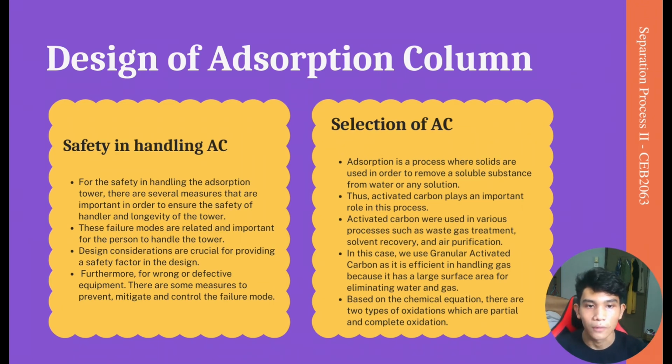Next, the selection of the adsorption column. Adsorption is a process where solids are used in order to remove a soluble substance from water or any solution. Thus, activated carbon plays an important role in this process. Activated carbon is used in various processes such as waste gas treatment, solvent recovery, and air purification. In this case, we use granular activated carbon as it is efficient in handling gas because it has a large surface area for eliminating water and gas. There is a chemical equation that occurs in oxidation, which are partial and complete oxidation.